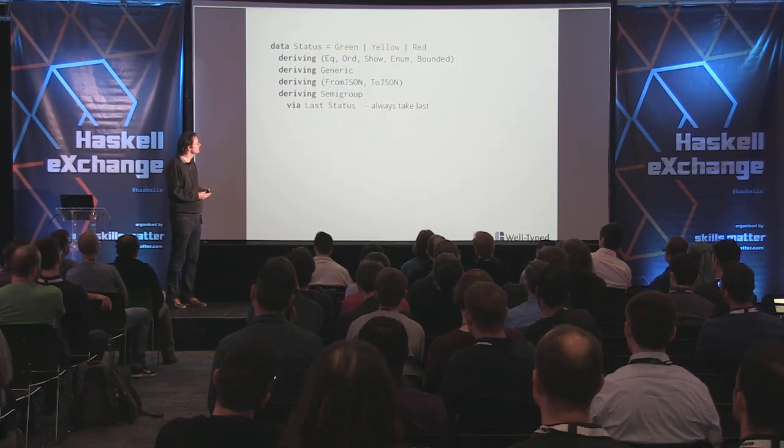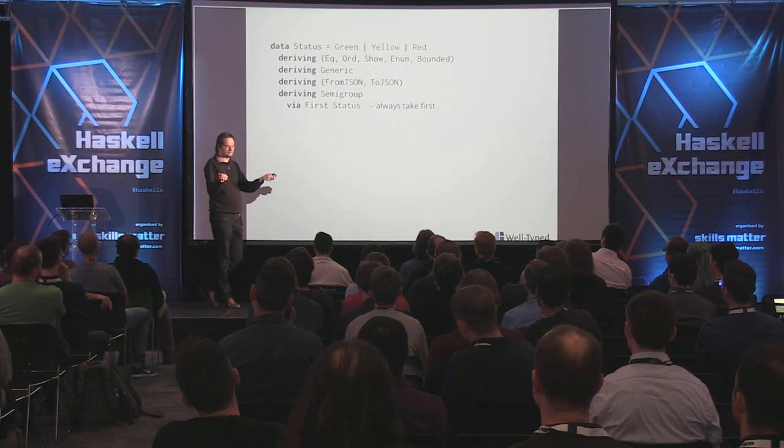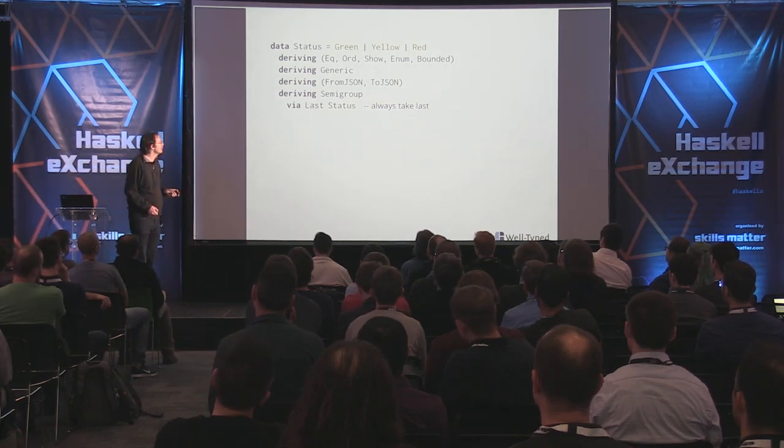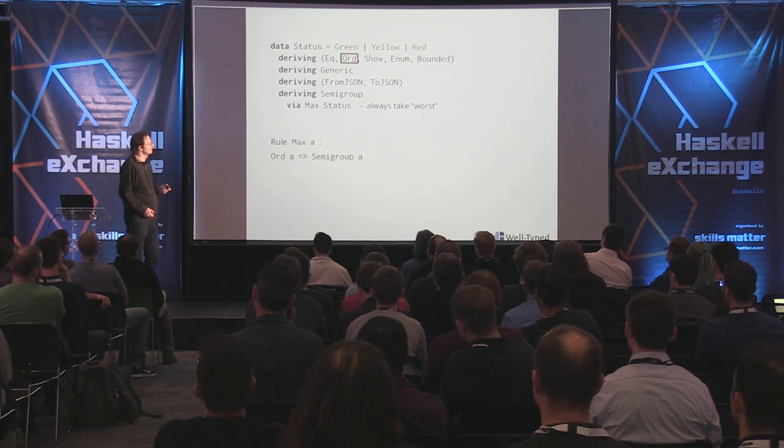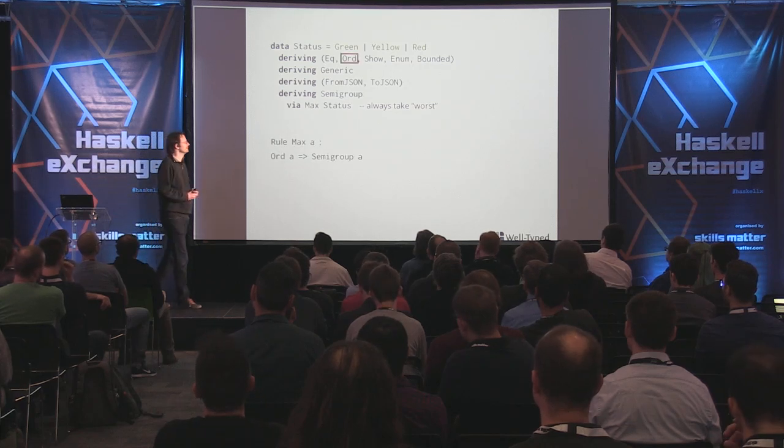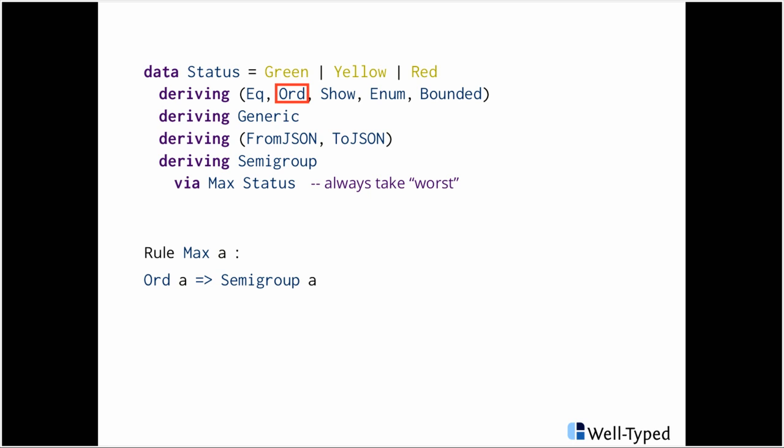The Max Status one will actually only work because, I mean, first and last is something you can always do. If you have two values of an arbitrary data type, you can always choose the first. But in order to do this Max one, it relies on the fact that we already have an Ord instance. You can imagine that there is some implicit rule that says if we have an Ord instance for a type A, we can produce a Semigroup instance for type A, and that we use the name Max in order to refer to or invoke this rule.